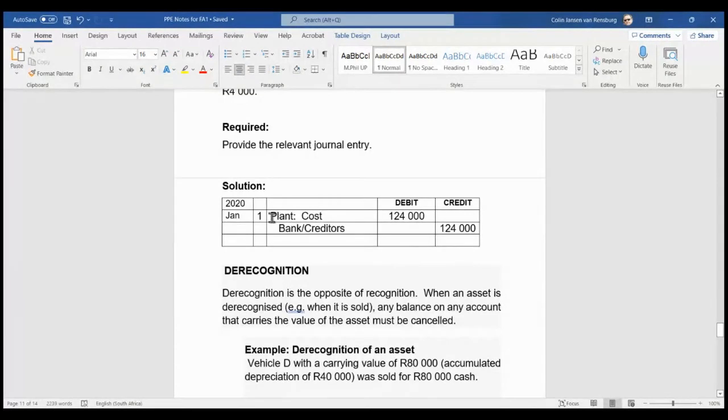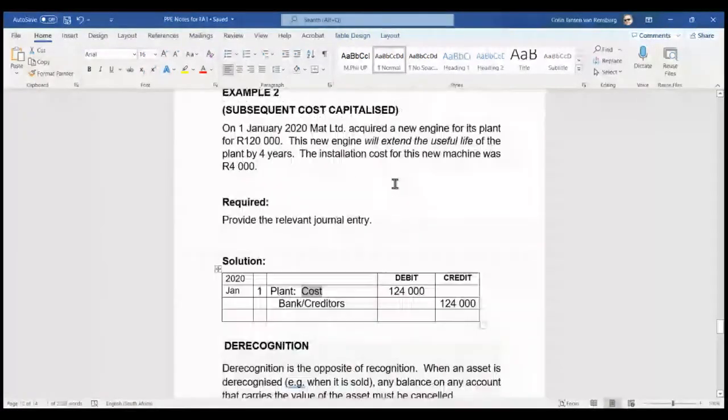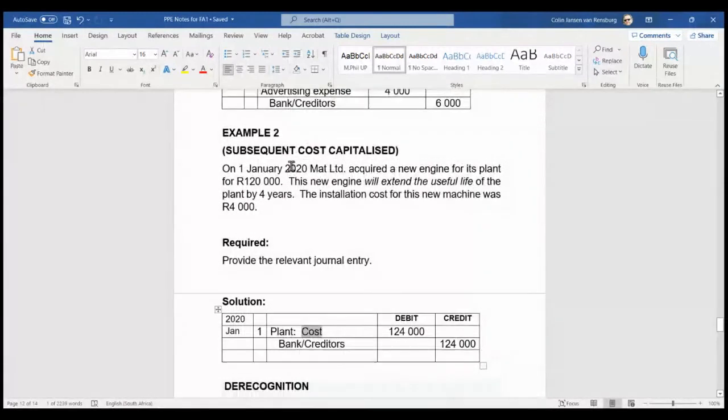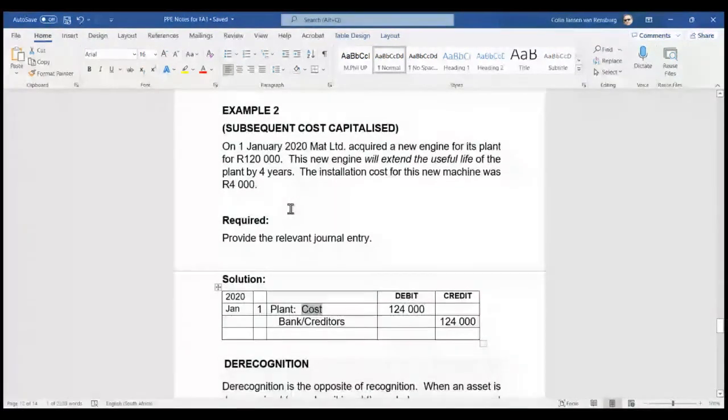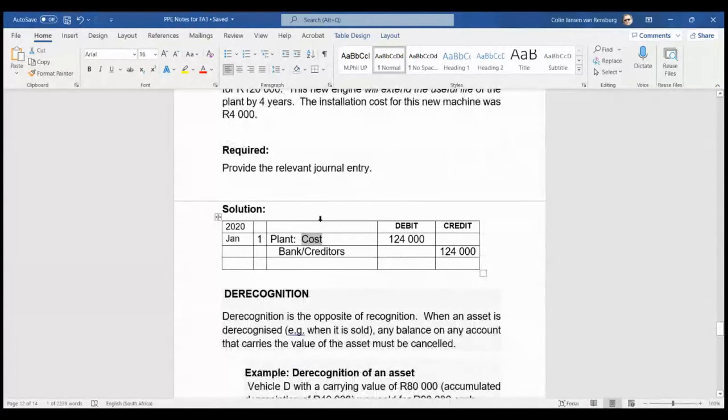So in other words, you're going to debit the account, going to identify the category of property, plant, and equipment as plant, what does the account contain? It contains the cost, and you are going to include the 4,000 rands. In other words, the 120,000 rands that the engine cost you, plus the 4,000 rands that it cost you to install the engine so that the plant can work again, right? So you're going to combine the two there.